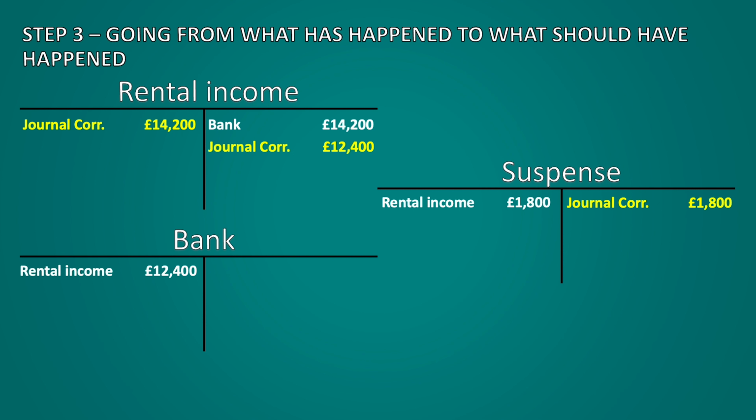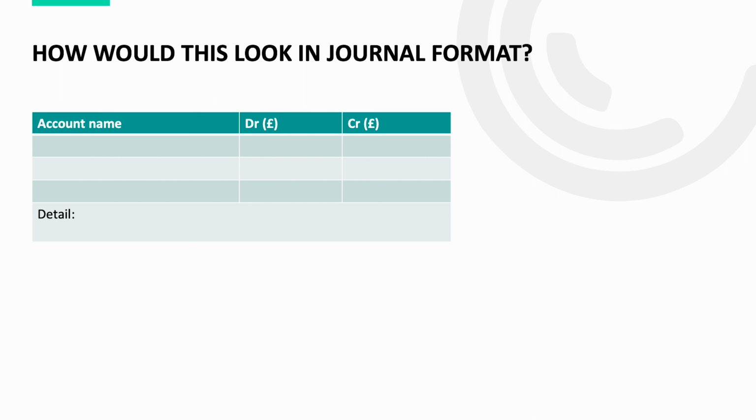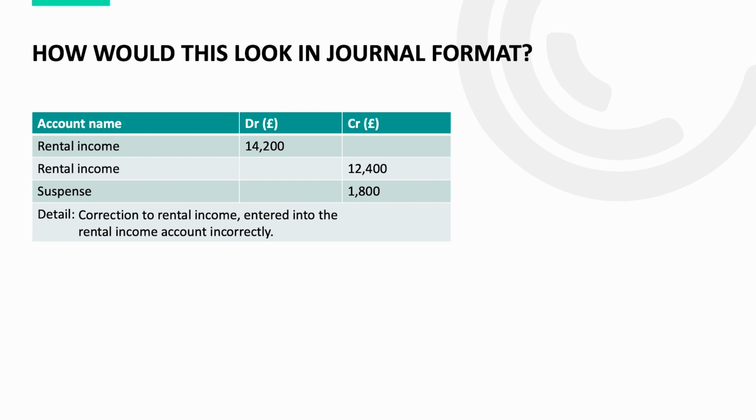So how would this look as a journal? Firstly, debit the rental income account for £14,200 to remove the incorrect entry. Then enter the correct amount within the rental income account of £12,400. Finally, remove the amount from the suspense account by crediting the account for £1,800. Remember to always add in the details to the journal to explain what's happened.